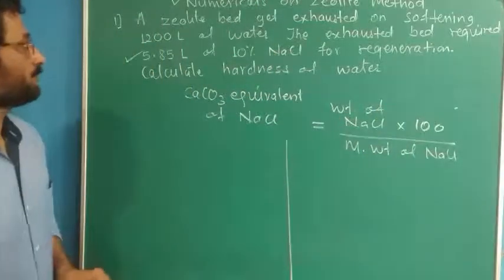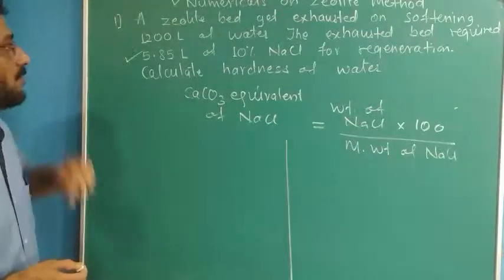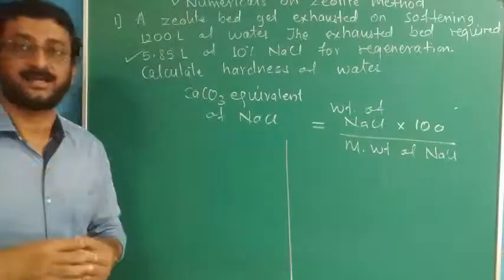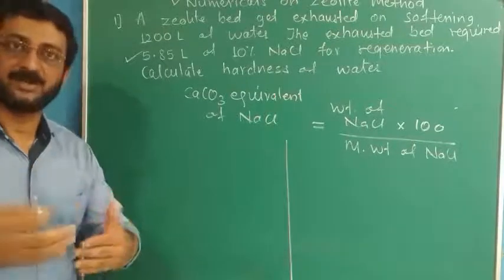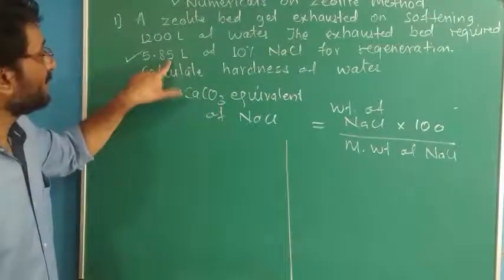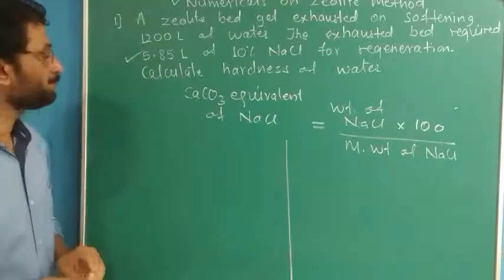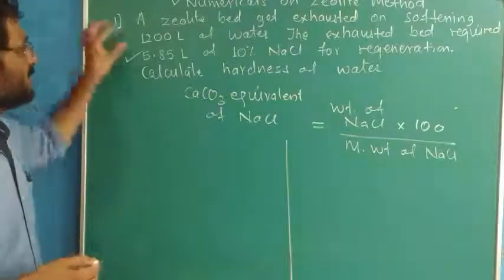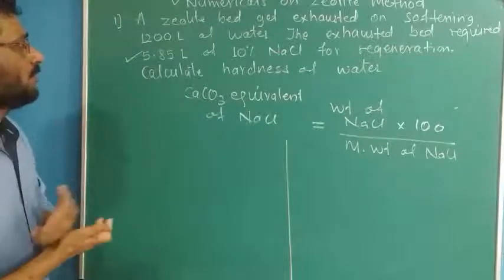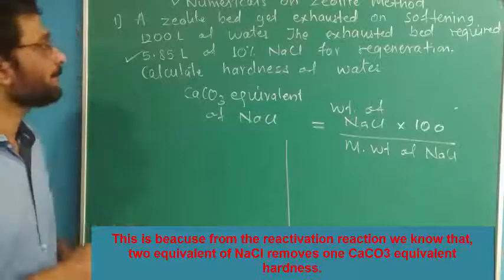Calculate the hardness of water. It means the bed of zeolite is exhausted by softening this much water, and for its reactivation, indirectly to remove its hardness again, to remove saturation and make it reactive, this many liters of this strength of NaCl is required. So finally, this much water requires this much NaCl. So 1 liter of water will require how much NaCl? I think that will give the answer.